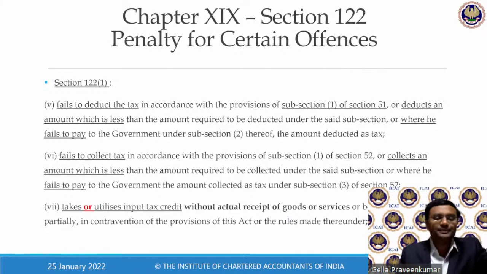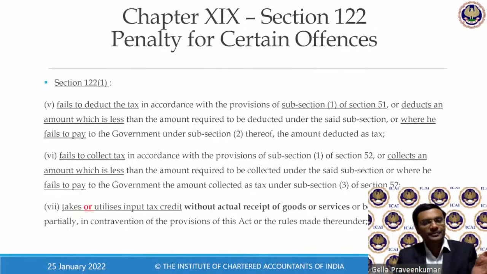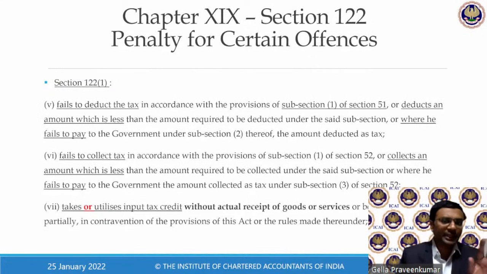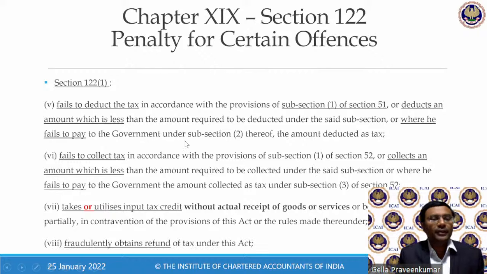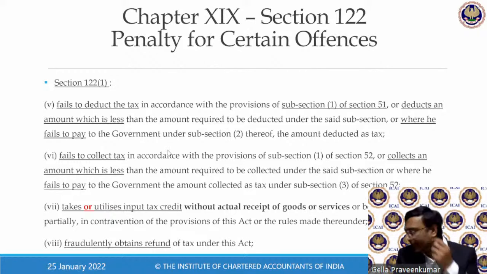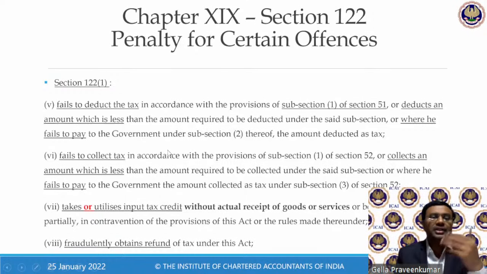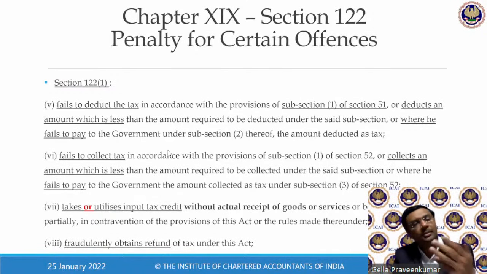So here, mere accounting is not what they're looking at. You have accounted or utilized without even receiving the goods, which is in contravention of section 16. That is what they are talking about. Fraudulently obtains refund under this Act. There is a fraud under which a refund has been obtained. What do you mean by fraud? How could there be a fraud?